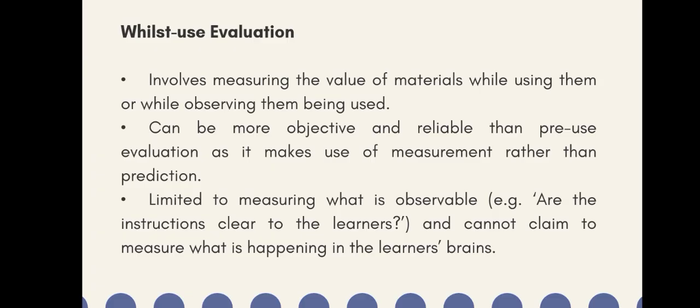Whilst-use evaluation involves measuring the value of materials while using them or while observing them being used, similar to formative assessment. So the teacher observes and measures how well the students work while using these materials. It can be more objective and reliable than pre-use evaluation, because in pre-use evaluation the only measurement is prediction. It is limited to measuring what is observable, for example, are the instructions clear to the learners, and cannot claim to measure what is happening in the learner's brain.